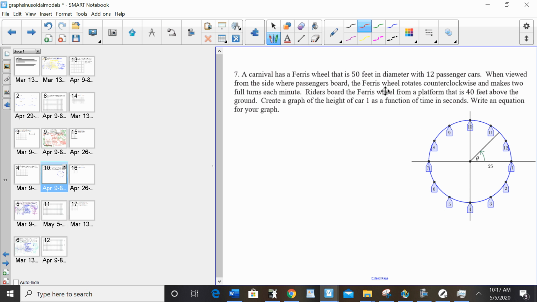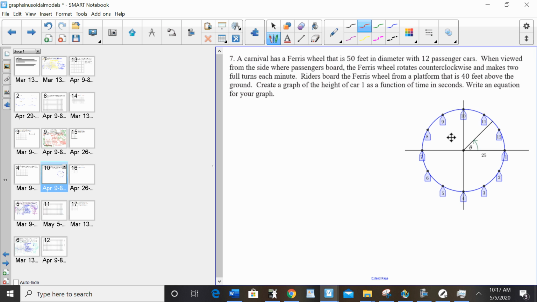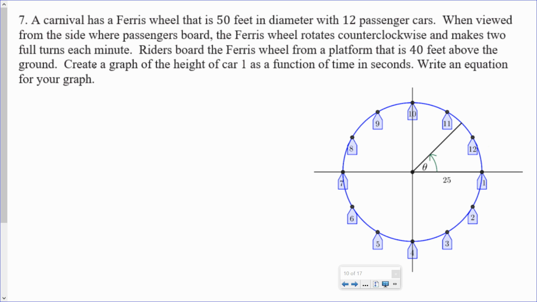Ferris wheel questions, a lot of students have a lot of fun with. Hopefully you're going to enjoy it as well. You have to read carefully for all the important information. So let's take a look at it together here. A carnival has a Ferris wheel that is 50 feet in diameter. So a lot of students get messed up with what that means.